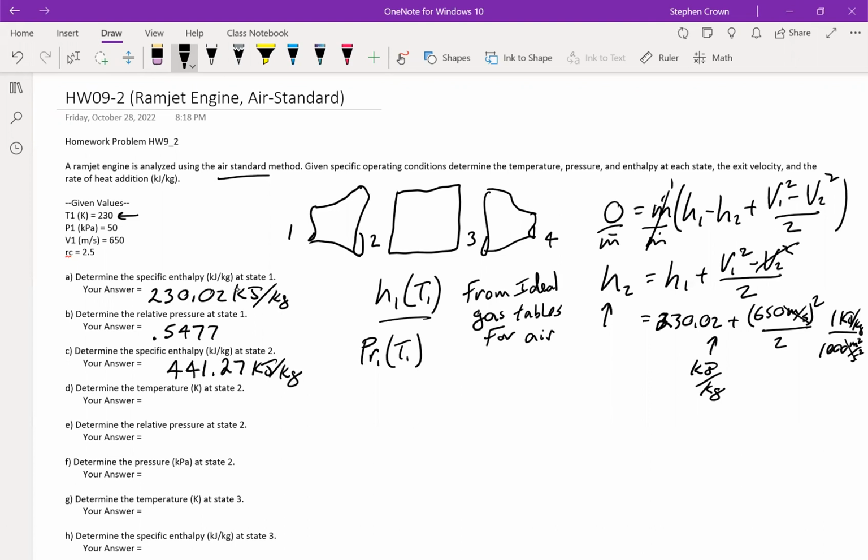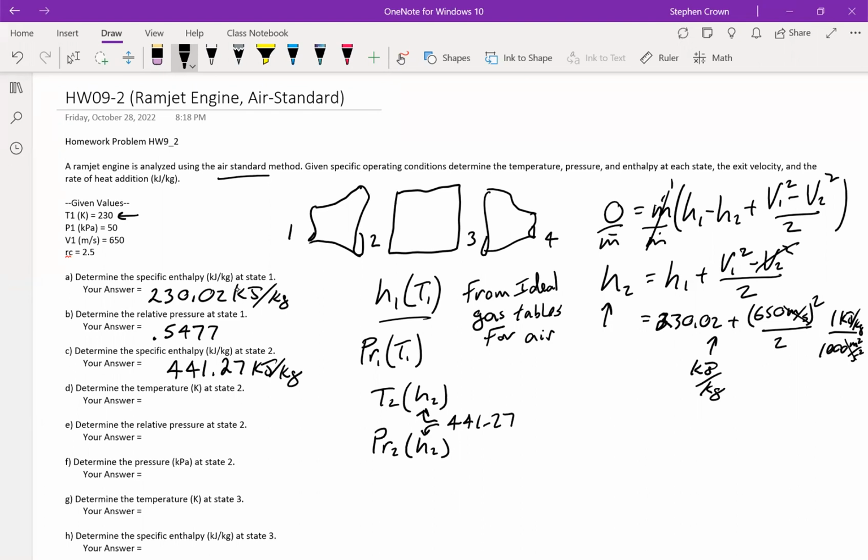Now we go back to the ideal gas tables, and in this case, we're going to find the temperature that corresponds to that enthalpy. So now we know this is 441.27. When we find that value in the table, we'll have to interpolate, of course, and then we'll find the temperature that corresponds to that. We'll also find the relative pressure that corresponds to that enthalpy. So with that same enthalpy, we'll interpolate to find Pr.